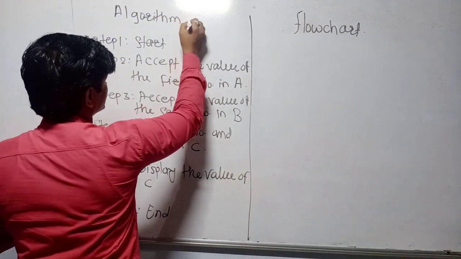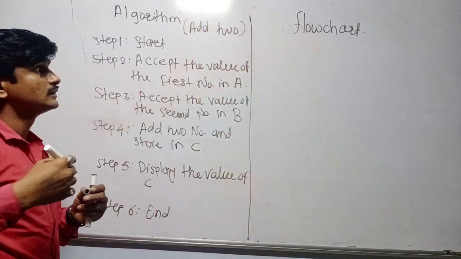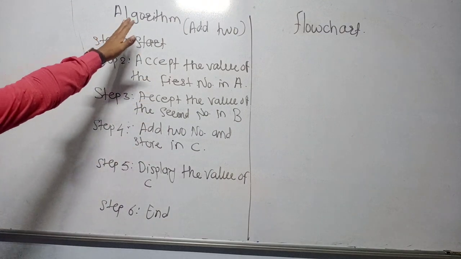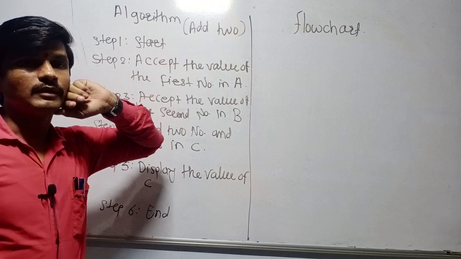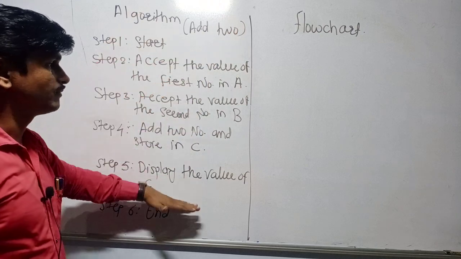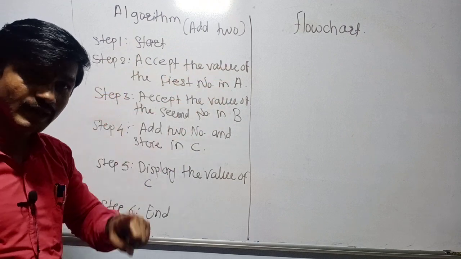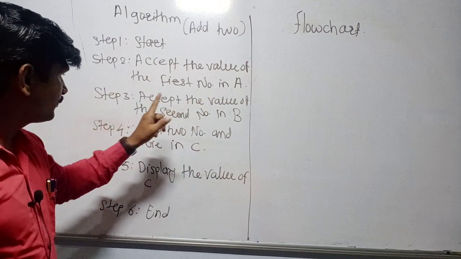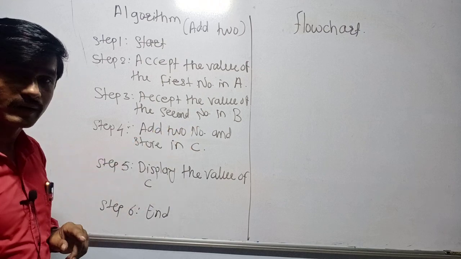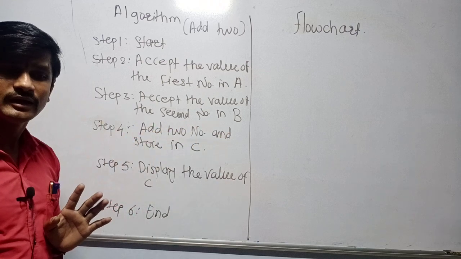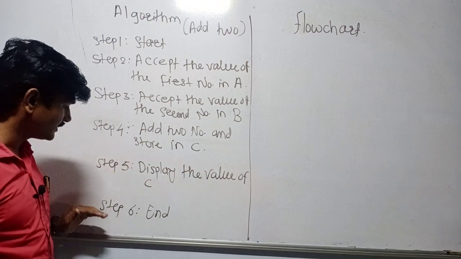This algorithm is related to addition of two numbers. This is regarding your algorithm to add two numbers. If you want to solve this problem, then we have to write it down step by step. Start, accept the value of the first number in A, accept the value of the second number in B, that is step 4, add the two numbers and store in C. Then step 5, display the value of C, and then last, end.